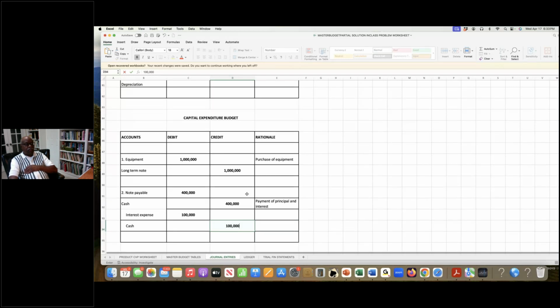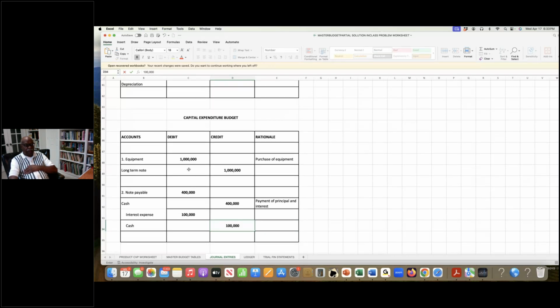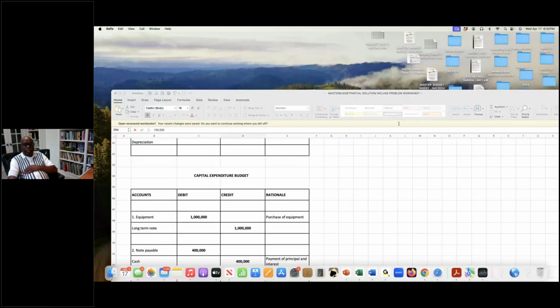And of course, these journal entries have to be posted to the ledger. Does everybody see this? What we did with that budget is supposed to be easy. I'm gonna do another easy one for you. Then I'm gonna put you to work.